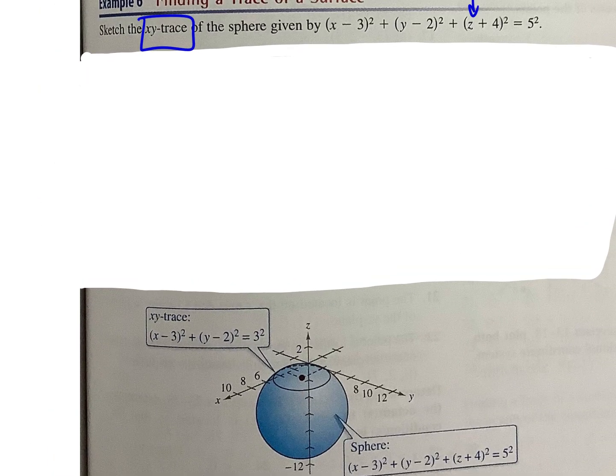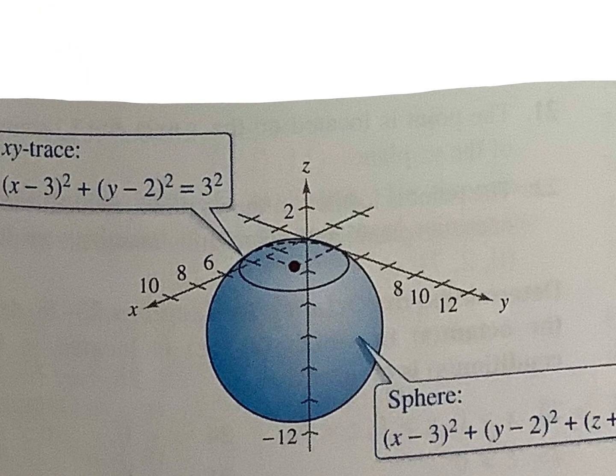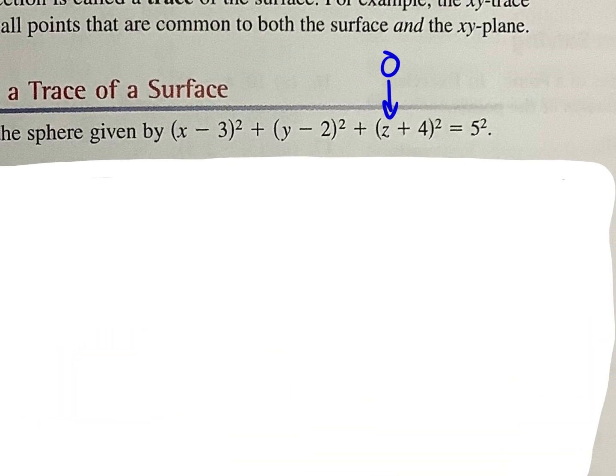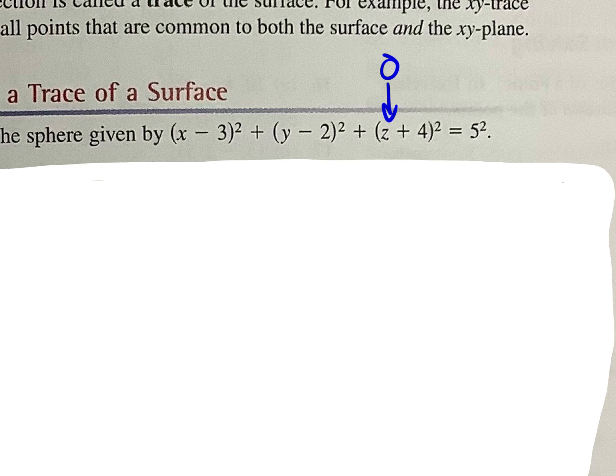So to find the xy trace, looking at our picture here, the xy trace is in our xy plane. It's that circle that's being traced. If we cut our sphere where it intersects with the xy plane, we're cutting it, so we're making a circle. So now it's just going to be x and y in our equation with no z. So we have to plug in 0 to z and simplify to see what we get. So everything else is going to stay the same.